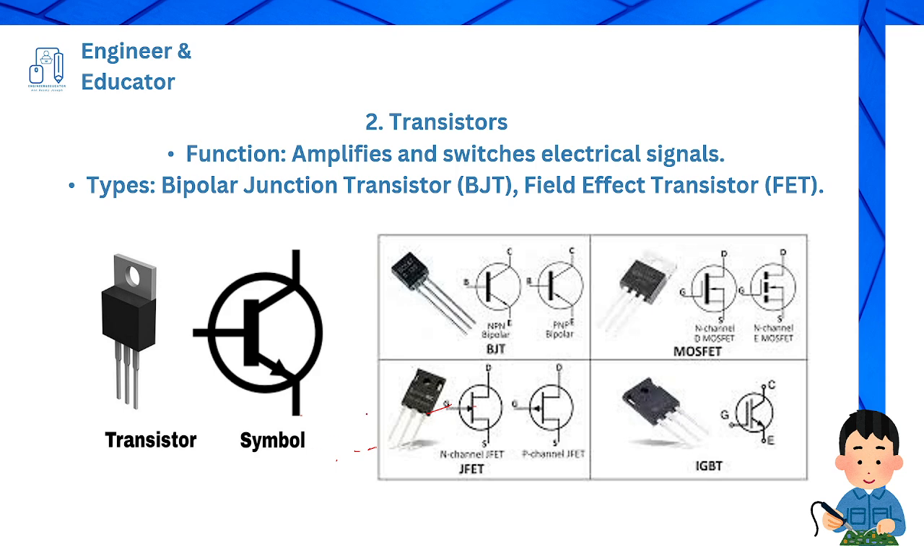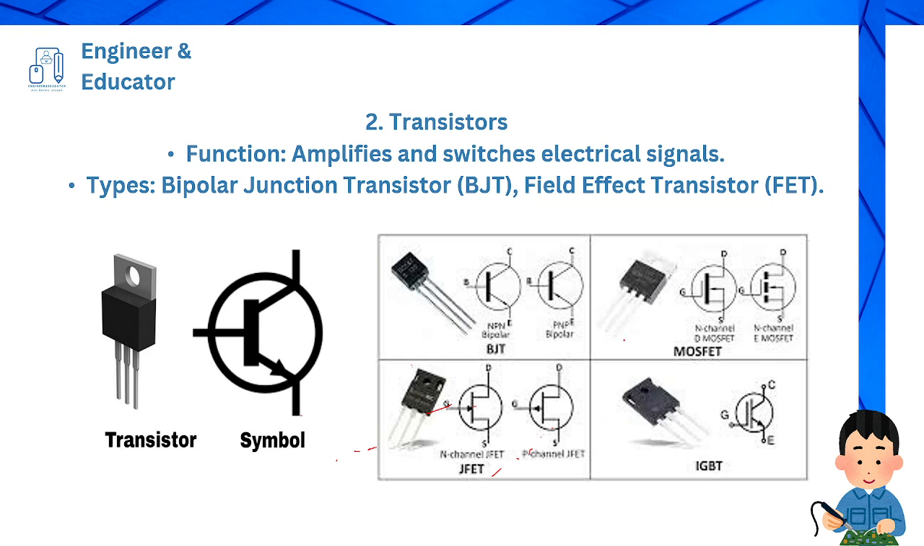BJT, bipolar junction transistor, is of two types. NPN transistors are there, and at the same time PNP transistors will also be there. Then MOSFET, metal oxide semiconductor field effect transistors. See, MOSFET is another example. Then JFET and IGBT. So these are the different transistors that you see.